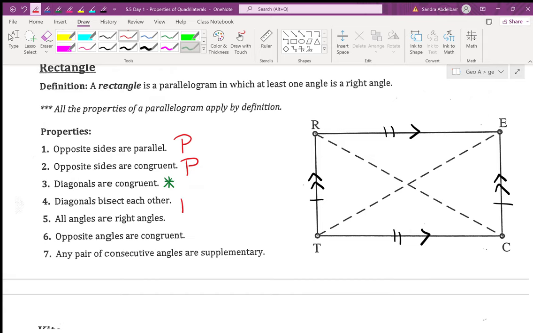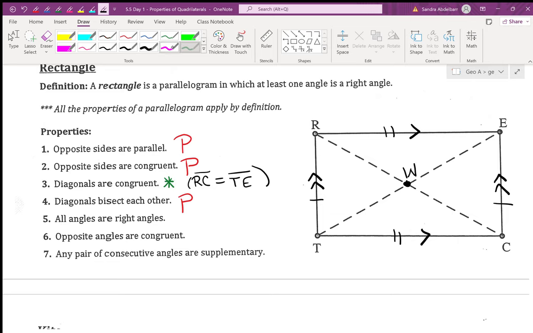So now I want to combine properties 3 and 4. If the diagonals are congruent, doesn't that mean that all of RC is congruent to all of TE? Do we agree? That's what that means? All right, so if the whole diagonals are congruent and they bisect each other, meaning they cut each other in half, what do we know about all 4 little parts? Bridget? All 4 parts are congruent. So I'm going to put a point, W here.